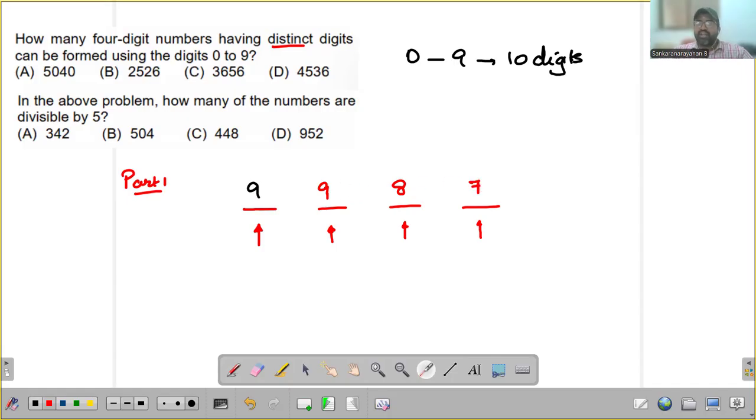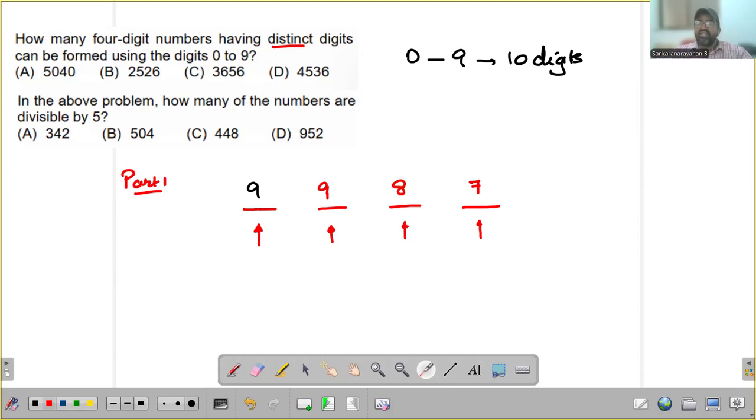Please be aware here it is 9 because I have already used up 1 digit that I can't use it again, but 0 comes in. So effectively, I'm having 9 ways I can deal with the hundreds position. 8 ways I can deal with the tens position because 2 digits I have used up here out of 10. 2 gone means the remaining is 8. So 8 ways I can take care of the tens position.